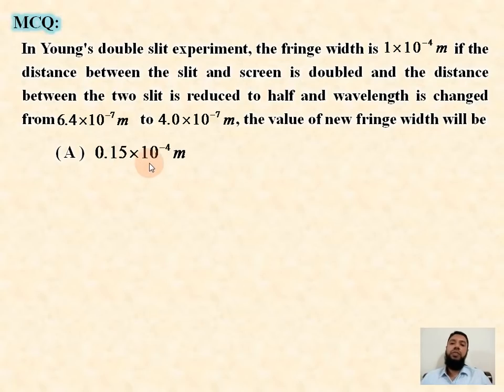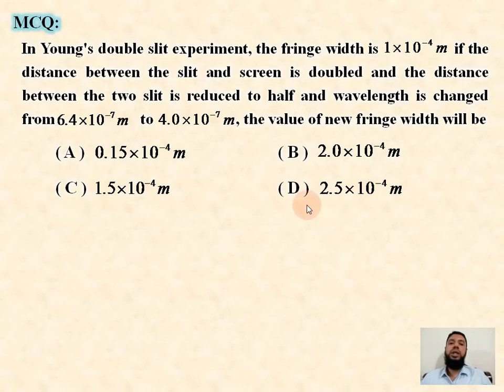Option A 0.15 into 10 power minus 4 meter. Option B 2.0 into 10 power minus 4 meter. Option C 1.5 into 10 power minus 4 meter. And option D 2.5 into 10 power minus 4 meter.